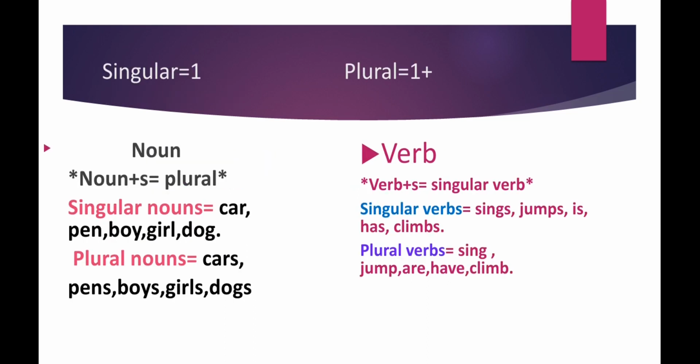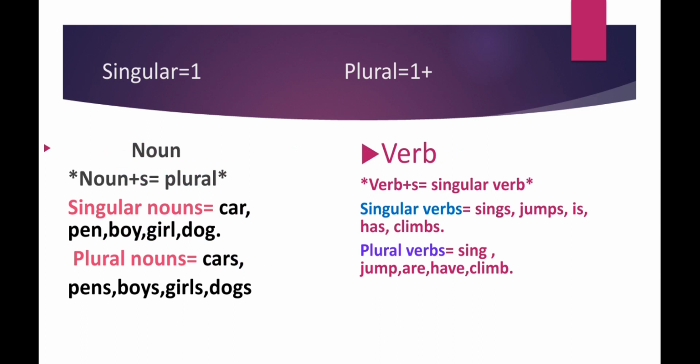All right. Now, before we proceed, I'm sure you all know what is singular, right? It means one, and plural, more than one. Now we will also learn about this noun and verb difference here. In cases of noun, if you add an s to the existing noun, it becomes plural, right? Example, car, that's singular. If you put s, it becomes cars, right? Plural. Pen, you put s, it becomes pens, plural noun. Boy, boys. Girl, girls. Dog, dogs, right?